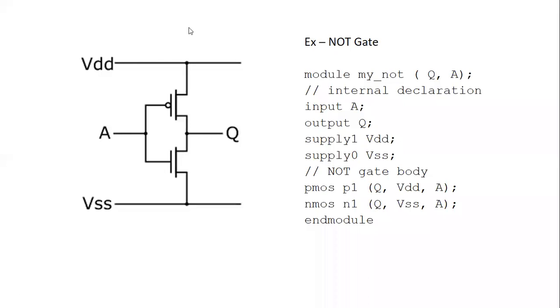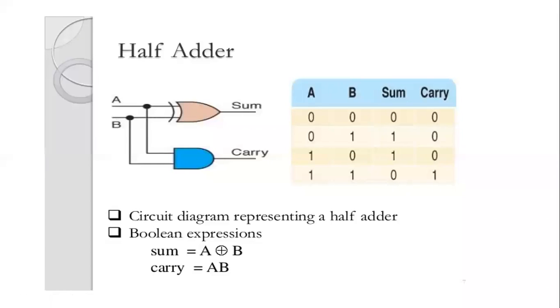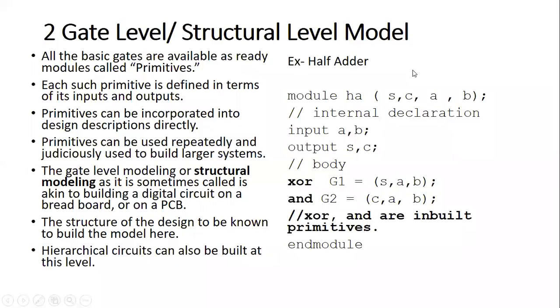Now let us go to the next modeling style. For the next modeling styles, we'll take an example of a half adder. As we know, a half adder has two inputs A and B, and two outputs, sum and carry. Sum is equal to A XOR B, carry is A AND B, and this is the truth table for the half adder. The second modeling style is the gate level or structural modeling style.